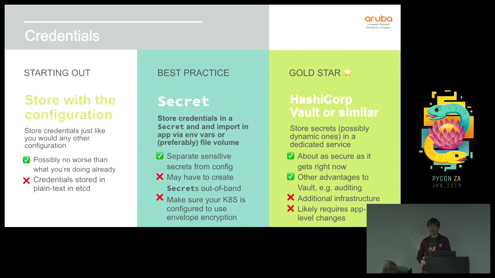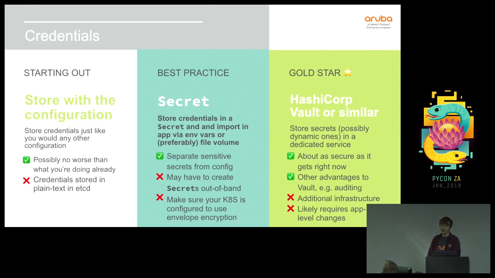But this does mean that your credentials are stored in plain text in etcd, which is kind of the backing data store for Kubernetes. So if anybody has any access to that, they can just read everything. Then Kubernetes does have this resource called a secret. This is very, very similar to a config map, but the values are encrypted.